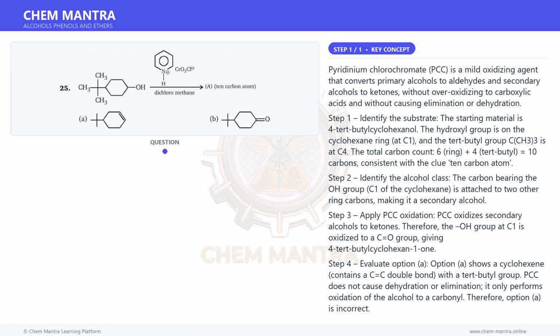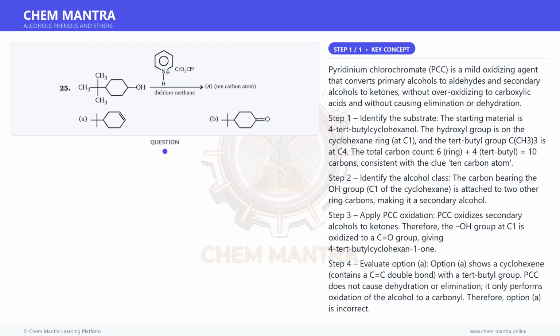Step 1. Identify the substrate. The starting material is 4-tert-butyl-cyclohexanol. The hydroxyl group is on the cyclohexane ring at C1 and the tert-butyl group, C(CH3)3, is at C4. The total carbon count, 6 ring plus 4 tert-butyl, is equal to 10 carbons, consistent with the clue of 10 carbon atoms.